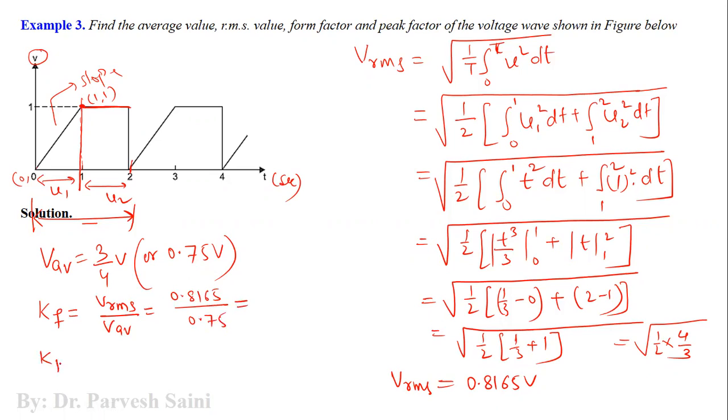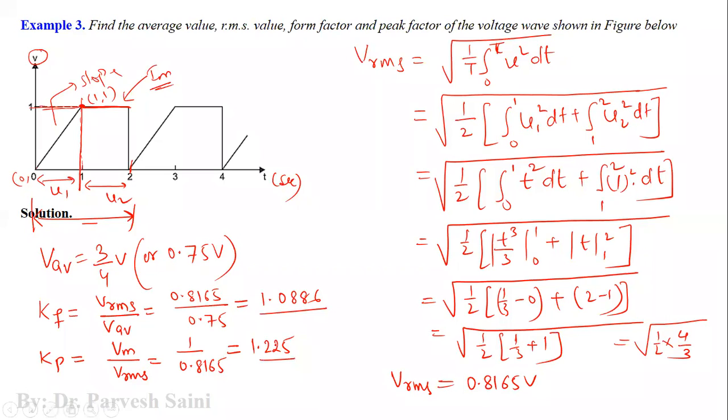And similarly, your peak factor is equal to the peak value. Now, peak value here is 1, right? This is the peak value. So peak value of the voltage divided by the RMS value. So it is 1 divided by 0.8165. So the answers are, so the form factor is 1.0886 and the peak factor is 1.225.